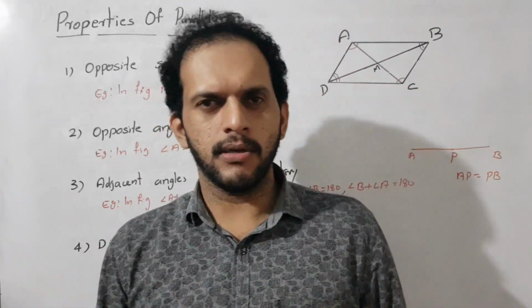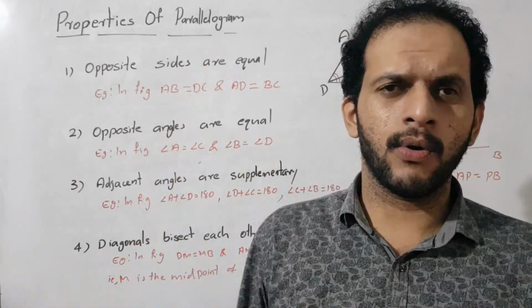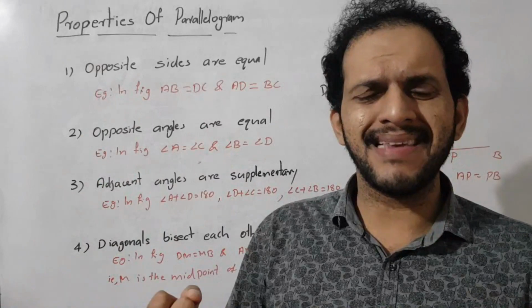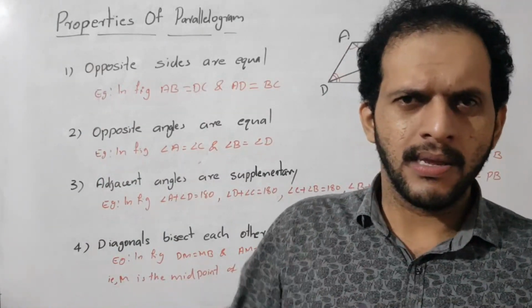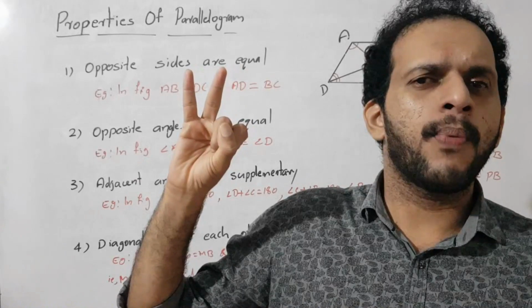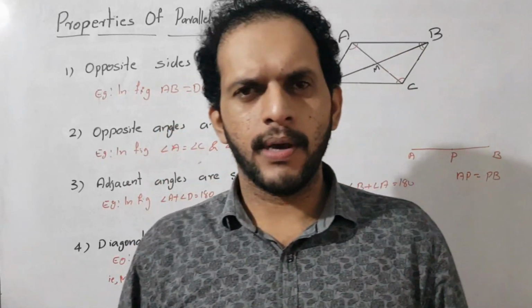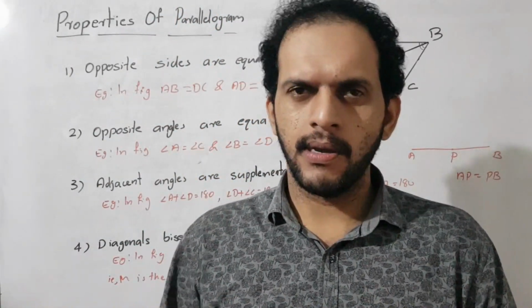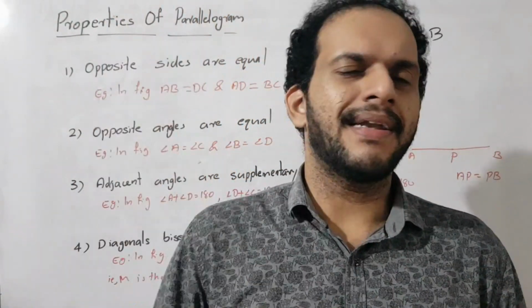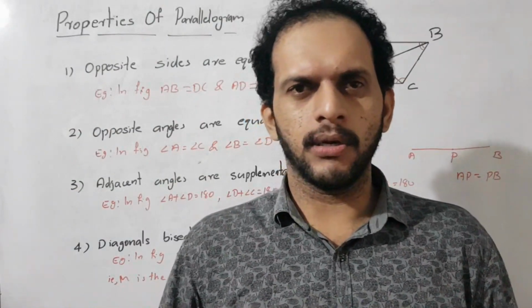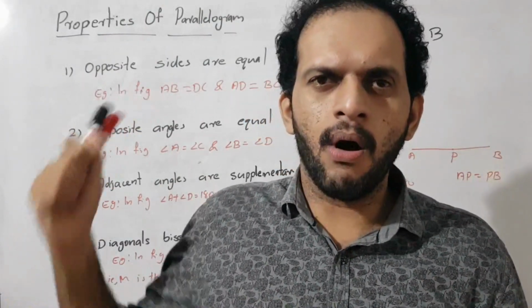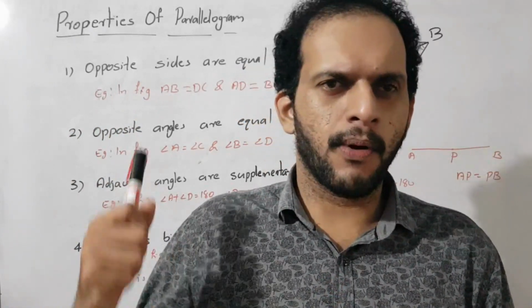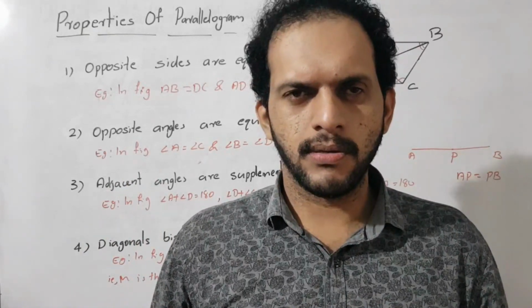The diagonals bisect each other. Then what are the properties of a parallelogram? First, opposite sides are equal. Second, opposite angles are equal. Third, adjacent angles are supplementary. And fourth, the diagonals bisect each other. I told you these are all very important. Next, we need to apply these properties in questions. Clear?